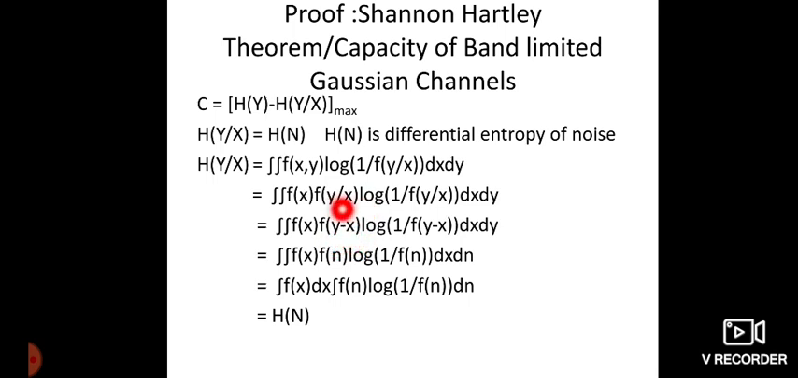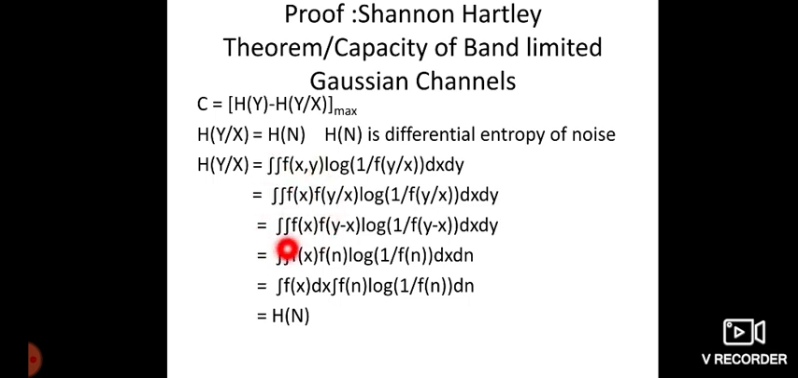That is, the integration or the differentiation that we can approximate to the subtraction. So f(y minus x), and y minus x is what? That is n. Okay, so f(n) log 1 by f(n) dn. That is the only remaining term, so that is equal to h(n). So h(y|x) is equal to h(n). How can we write it like that?